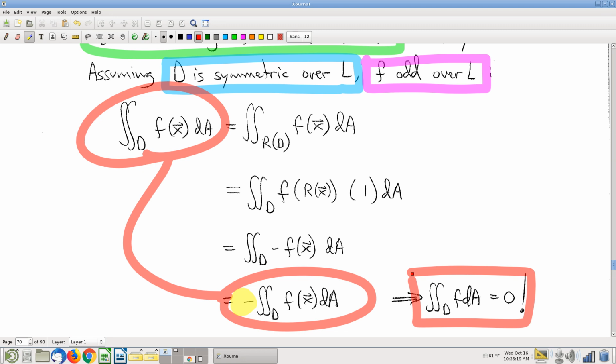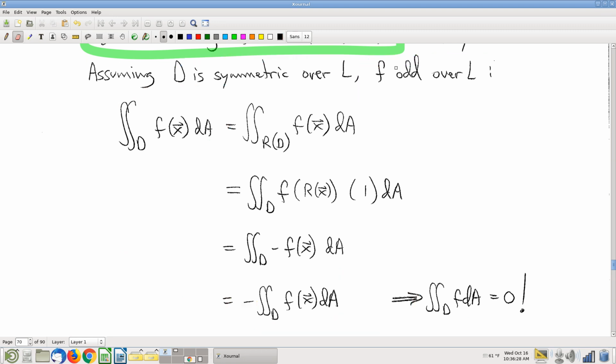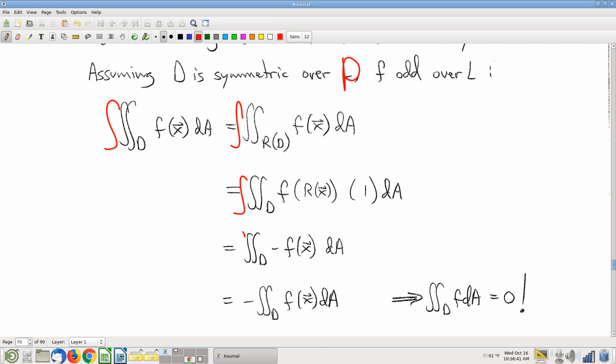I skipped a detail, but it doesn't involve Riemann sums. So some people like this a lot. If you want to change this to an argument about triple integrals instead of double integrals, all we have to change is we have to make the symmetry over a plane. We turn these into triple integrals instead of double integrals.